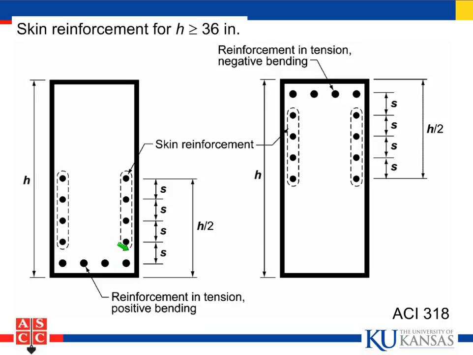But if you have a deep member, and that's defined as a member that's 36 inches or more, if you don't put crack control reinforcement along the side of the webs, those narrow cracks that are formed down here on the side will coalesce into very large cracks. So the ACI tells you that if you have deep members, you also have to have skin reinforcement, and the spacing rules on the skin reinforcement are the same as the spacing rules on the reinforcement right on the tension surface.